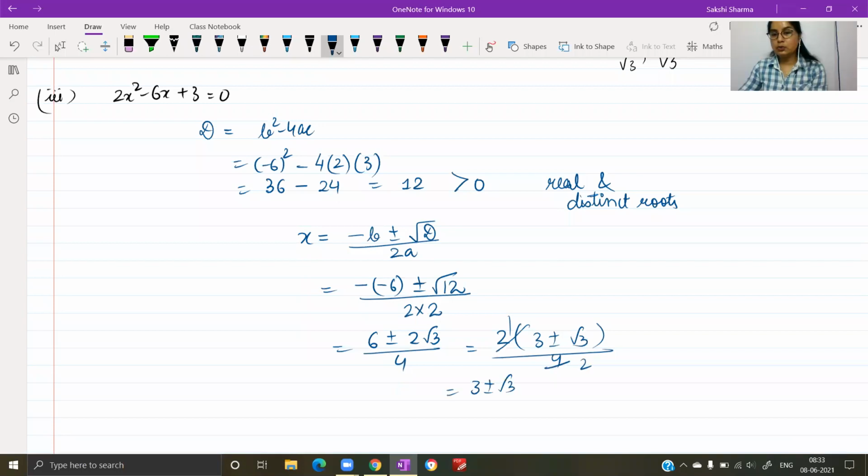Three plus minus root 3 by 2. You can give the answer by separating the two values. So the students who are doing it, is it the same answer you have obtained? Yes, ma'am. All right.